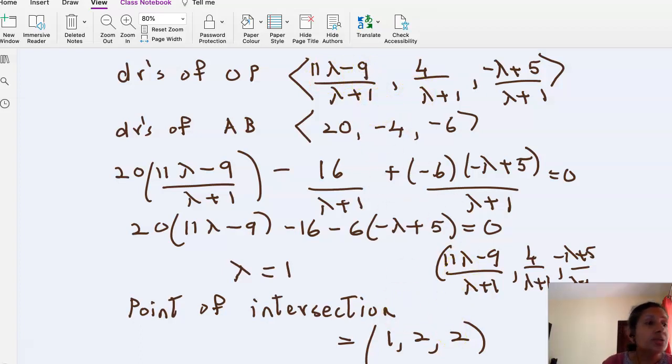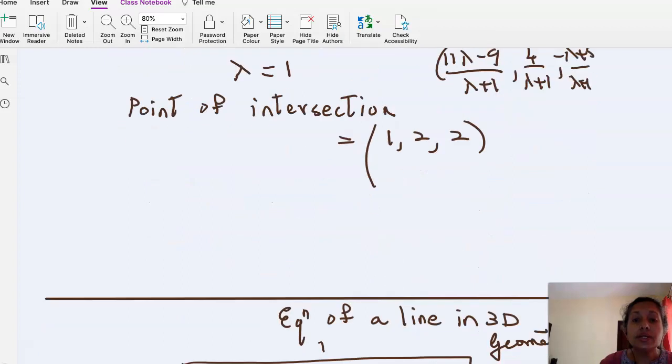So we have come to the end of this topic on direction ratios and direction cosines of 3D geometry. This is the first part of 3D, and I've almost covered the first exercise. So in the next class, we will be dealing with the equation of a line in 3D geometry. Thank you.